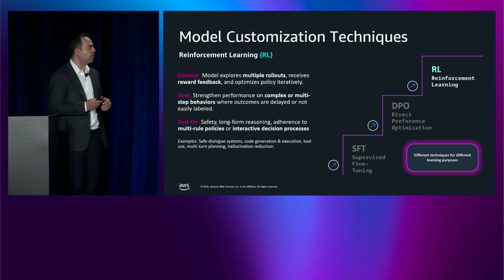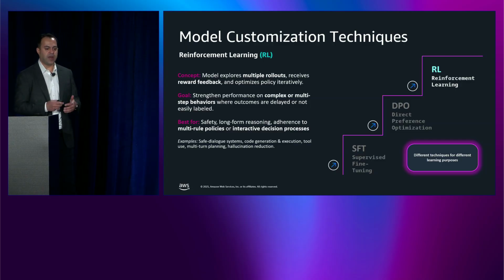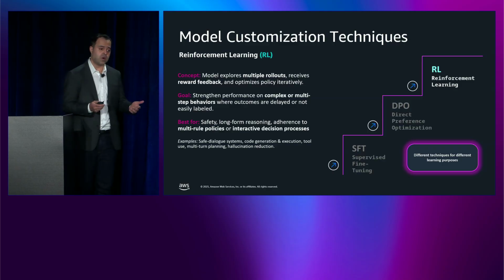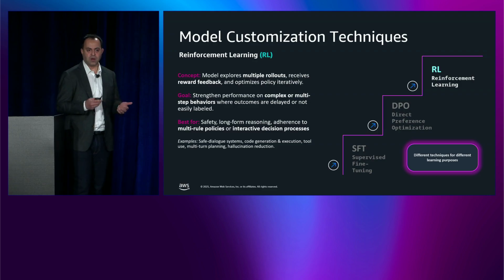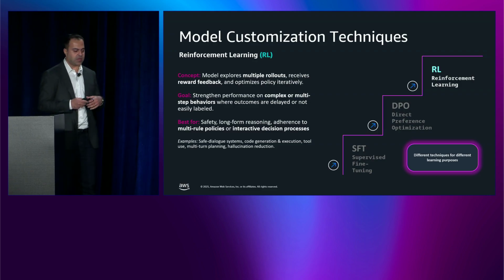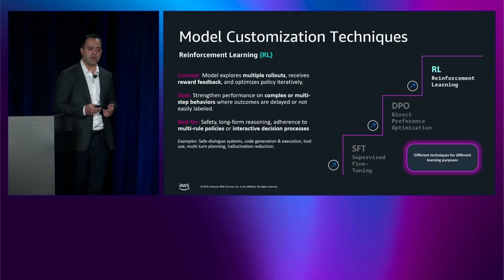Next, let's talk about reinforcement learning. Reinforcement learning is interesting. The way it works is the model generates multiple outputs, and then it receives a reward or a penalty, and based on that, it knows what to do and what not to do. And so it's extremely useful for long-form reasoning and adherence to multi-rule policies.